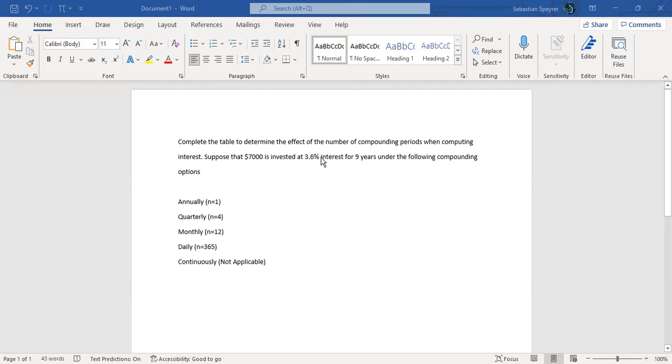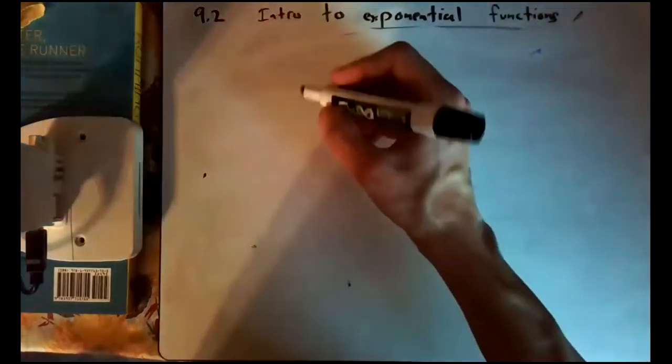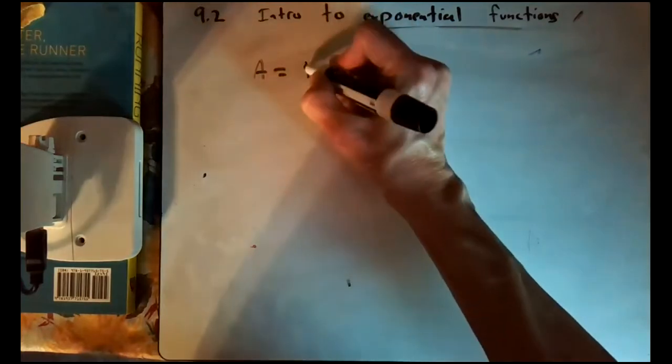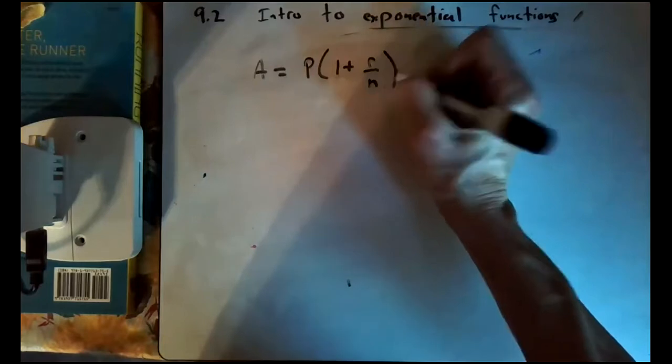So how do we figure this out? Well, the first thing that we want to do is, let me give you a formula, okay? You're not going to have to remember the formula. You just have to know how to apply it. All right. So there are 2 formulas that you need to know how to apply. We have A equals P times 1 plus R over N, raised to the N times T.